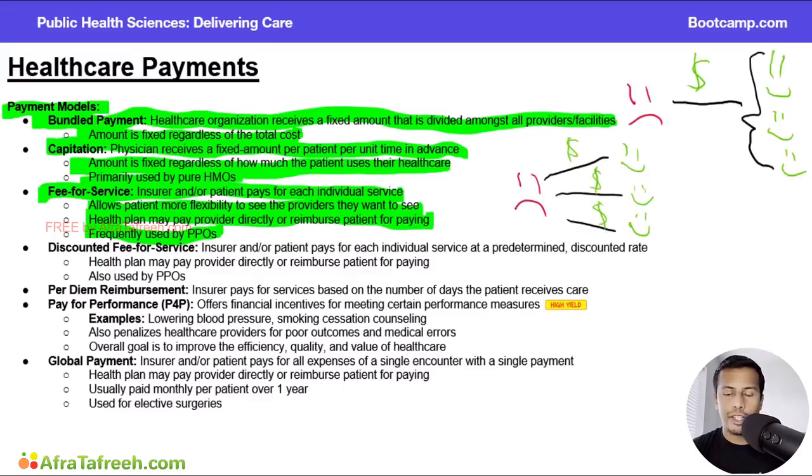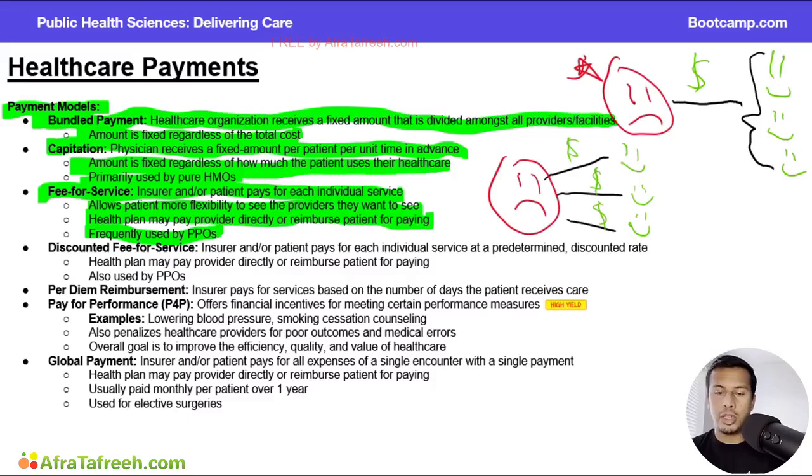We're going to go through some examples real quick, and I apologize in advance. I am not an artist, but I'm just going to keep things nice and simple just to make sure that you guys really understand it. Let's say, for example, you're the patient and you have to get your appendix out. You have to get an appendectomy. And this is you right here. You are the sad face because you have to get an appendectomy and you're not feeling well. With a bundled payment, remember we said the healthcare organization receives a fixed amount that is divided amongst all the providers and facilities.